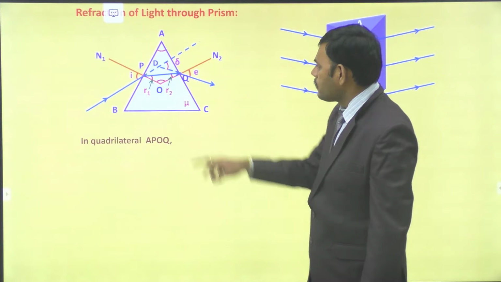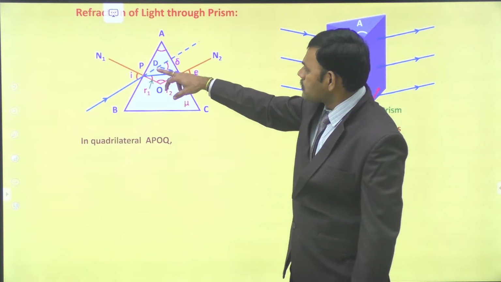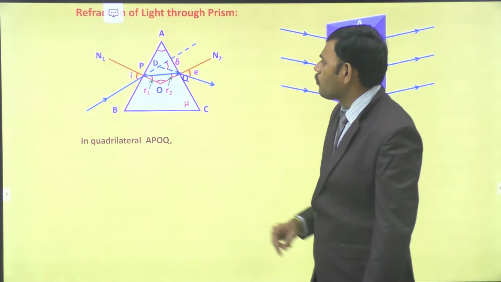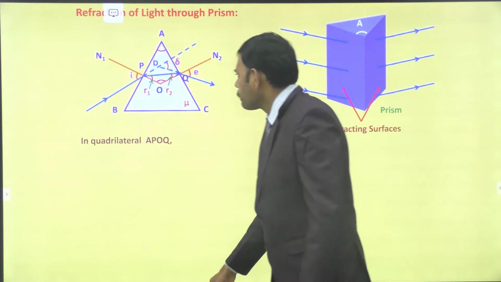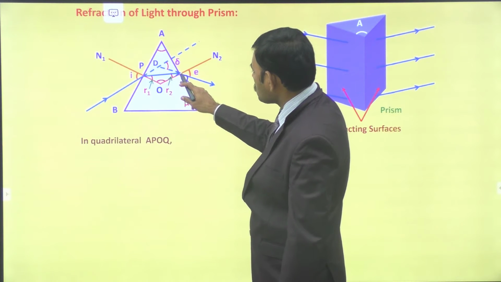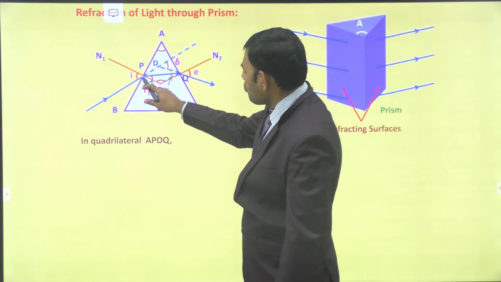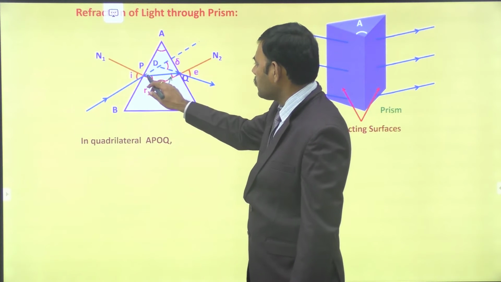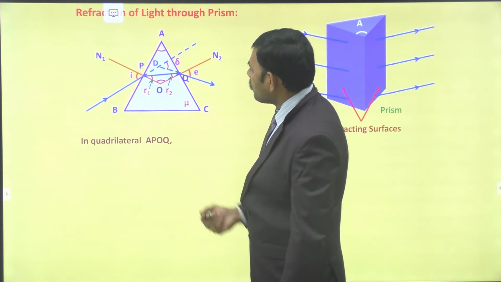Let us consider a quadrilateral APOQ. See the prism, select this quadrilateral. APOQ is the quadrilateral. We know that the sum of the angles in a quadrilateral is 360. The normal makes a 90 degree angle at P, and the normal N2O makes a 90 degree angle at Q. So the angle at P, that is APO, is 90. The angle at Q, that is AQO, is 90.